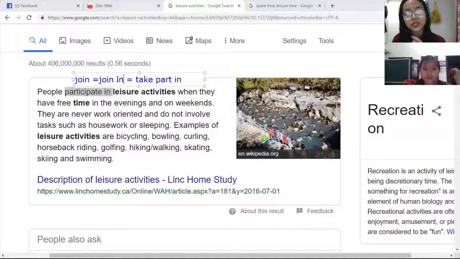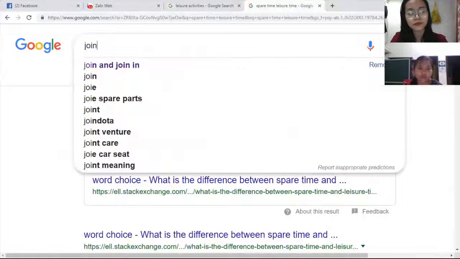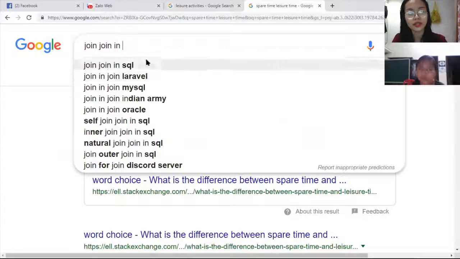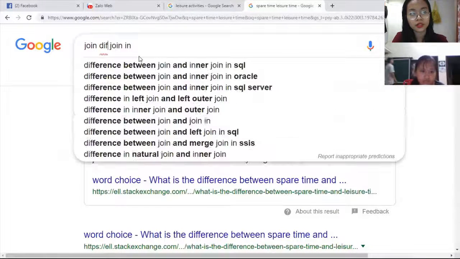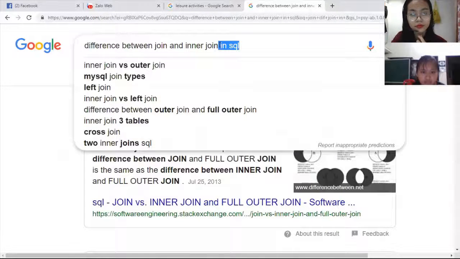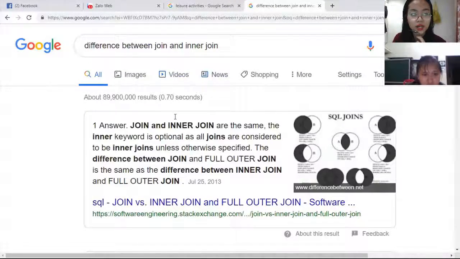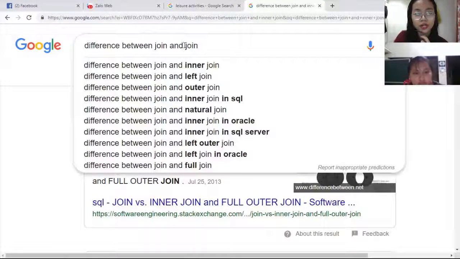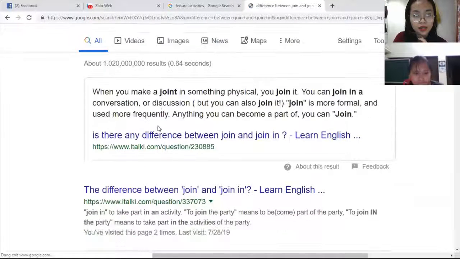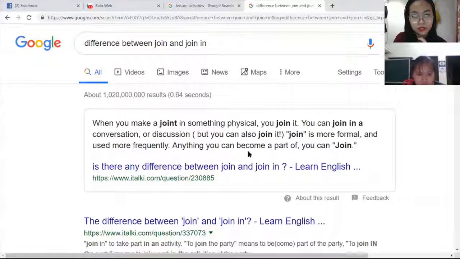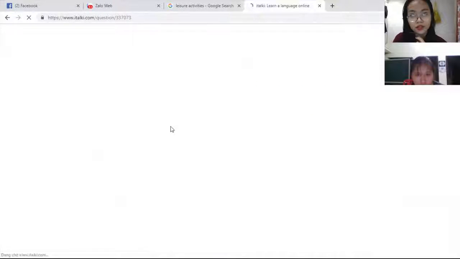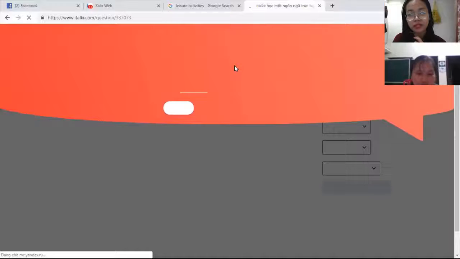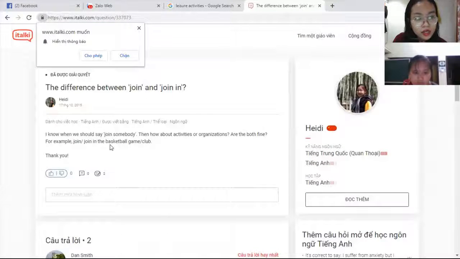But there is a difference between join and join in. I think you need to know this. What is the difference between join and join in? Not this one. Here. Okay, so which one is participate? This one.